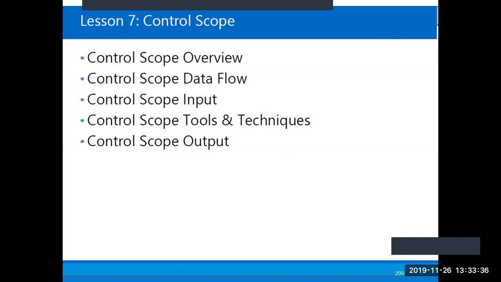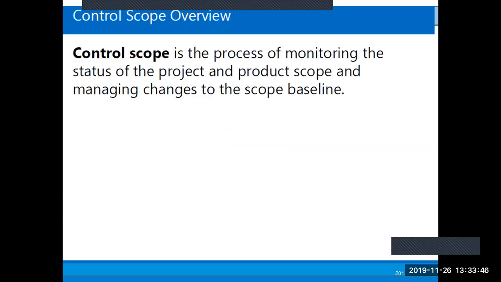What do we say? Control scope is the final process in the scope management knowledge area. So we can define control scope as the process of monitoring the status of the project and product scope and managing changes to the scope baseline. That means the idea here is to avoid uncontrolled change or any change that will impact the scope baseline.